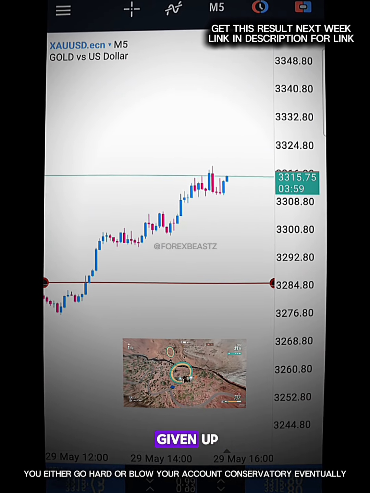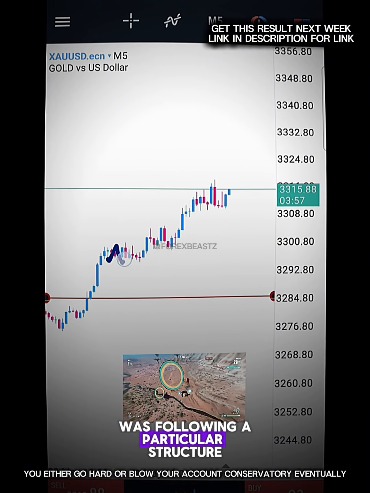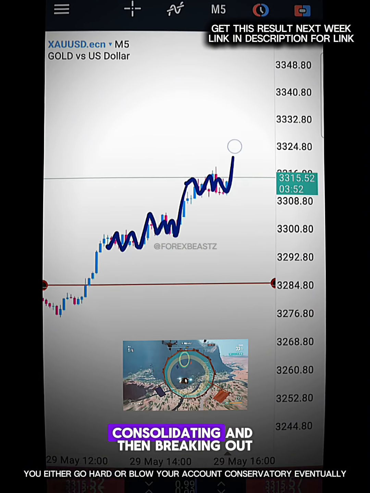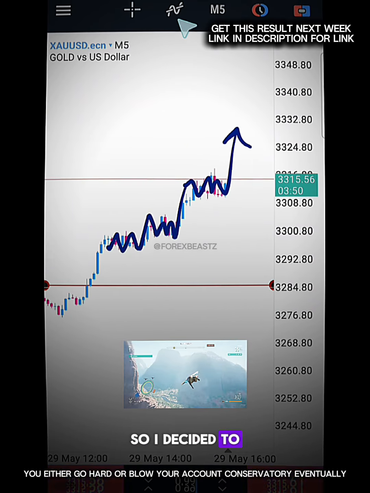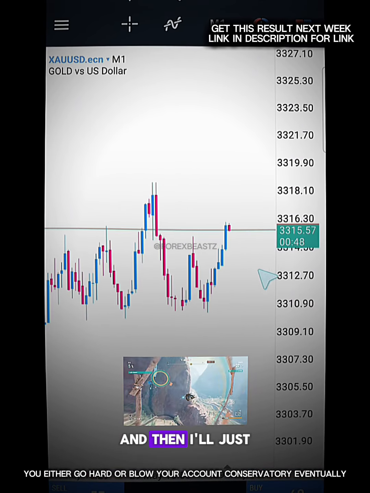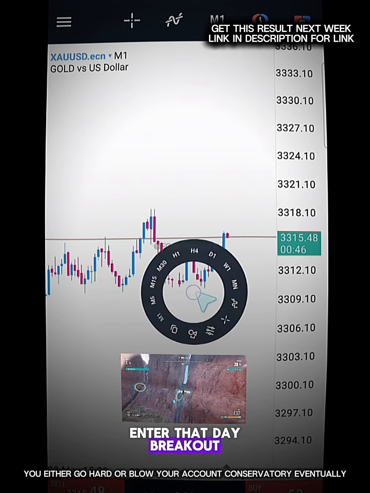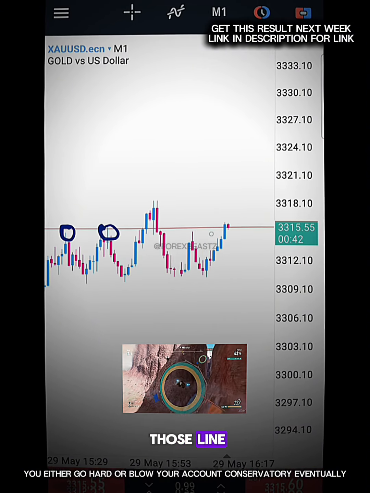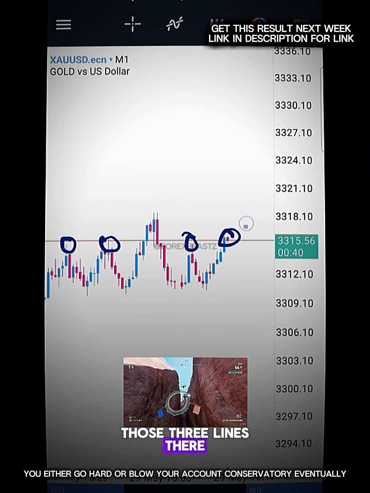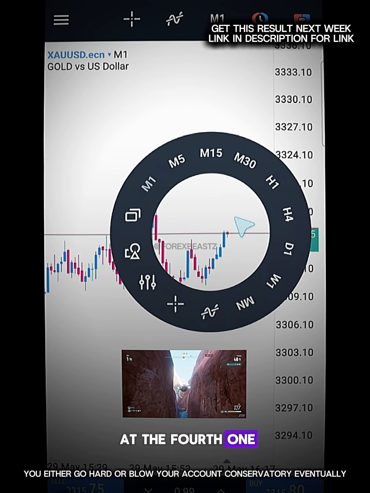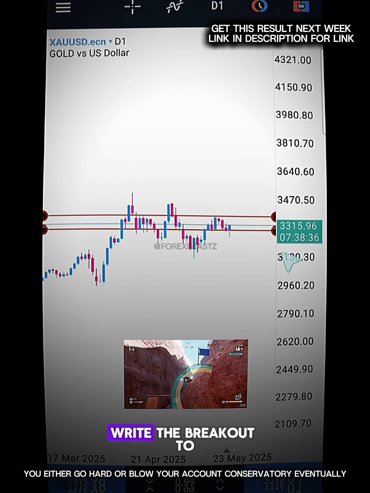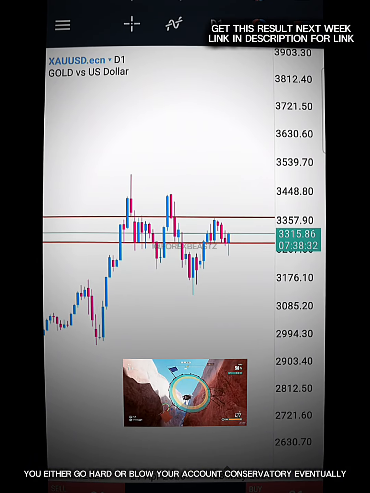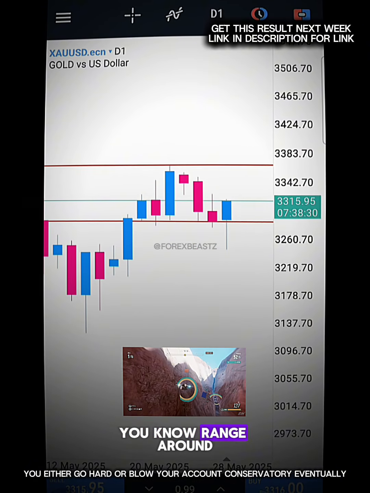And when I was almost giving up, I saw that price was following a particular structure. It was consolidating and then breaking out, consolidating and then breaking out. So I decided to follow the same pattern, and then I'll just enter that breakout. Like when price is almost breaking out from those lines there, you can see those 3 lines there. So that's my entry at the fourth one. I just decided to ride the breakout to the top of that 1 day range around that point there.